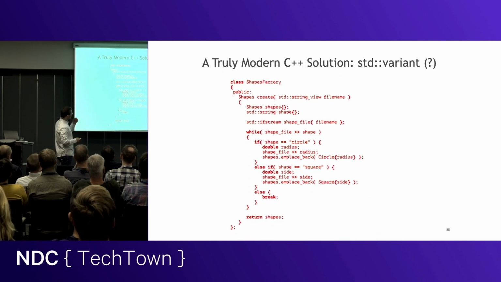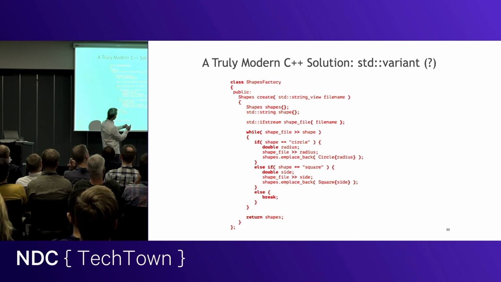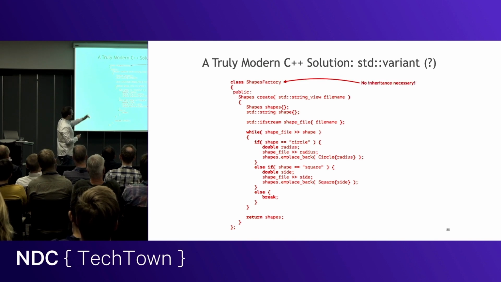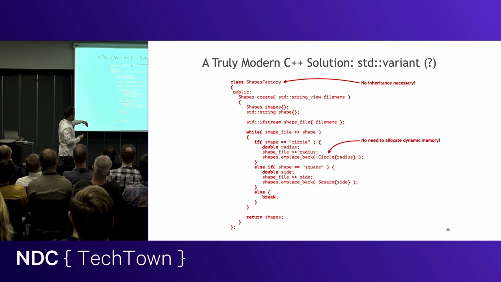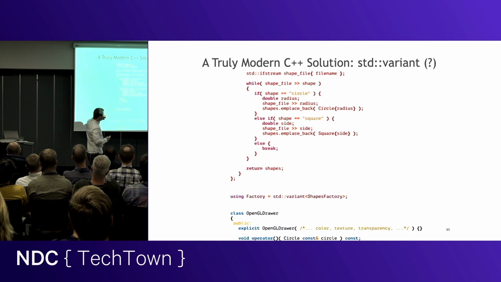Now the shapes factory. Okay, it's not much shorter, but perhaps a little simpler because I do not have to make unique circles and squares anymore. I just create objects, values, put them in the vector. I think this is definitely an improvement. Okay, and also no inheritance necessary. There's no shape factory base class anywhere. It's just the factory itself. Okay, this is what I said.